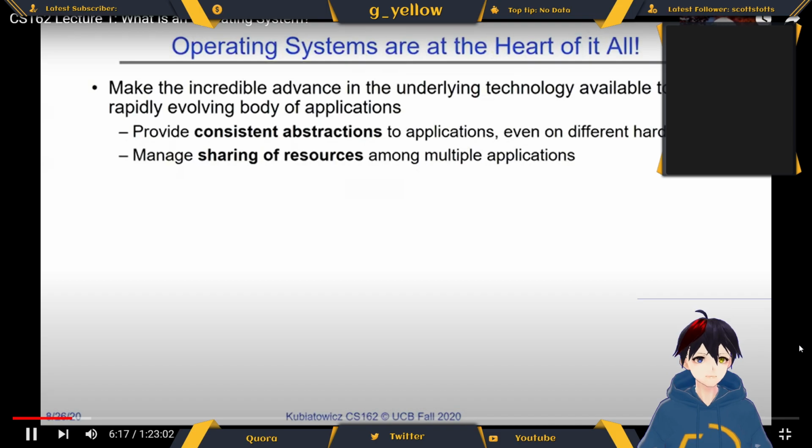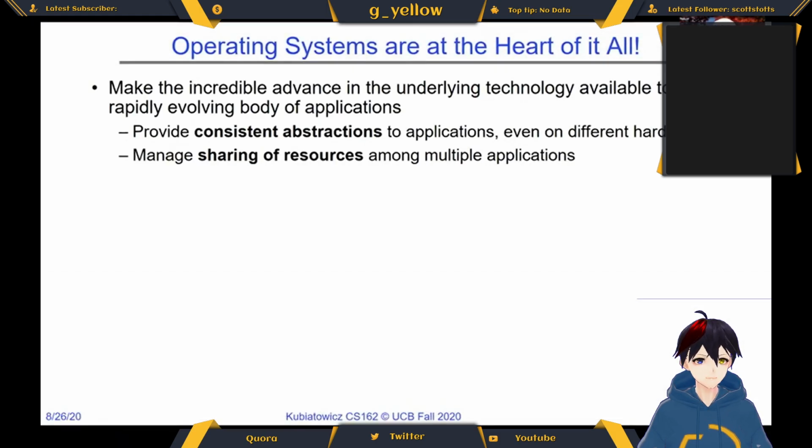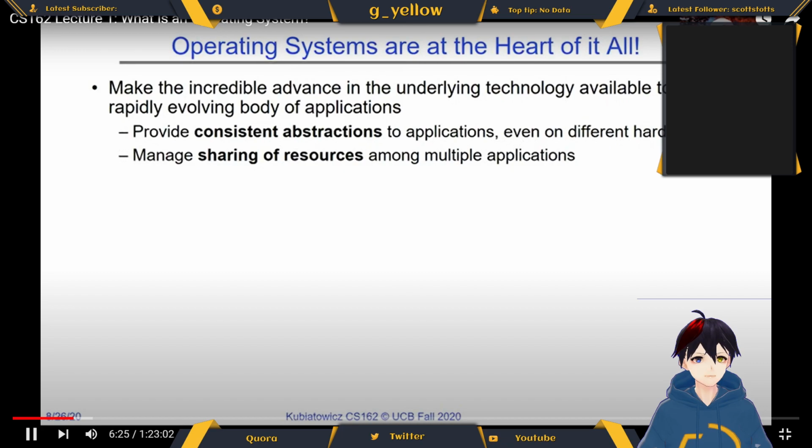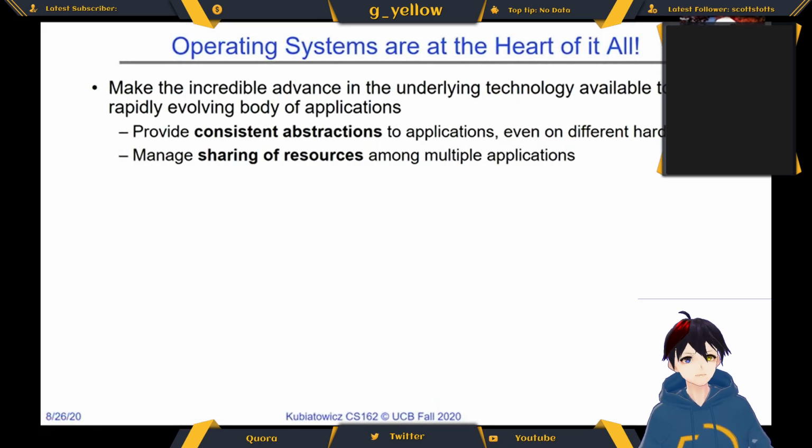Now, operating systems are really at the heart of all of this. Basically, you make incredible advances continuously in the underlying technology. And somehow each device is a little bit different. Every technology generation is a little different. And you've got to provide a consistent programming abstraction to applications, no matter how complicated the hardware is. And you've got to manage sharing of resources. Okay, so the more devices we have connected, the more resources there are to share.